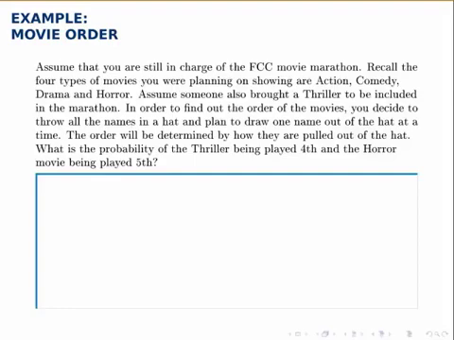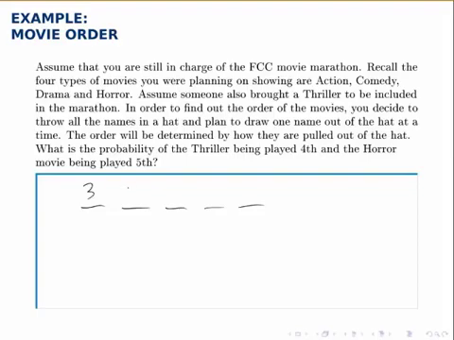So let's start with the numerator. Let's start with counting how many ways the thriller could be played fourth and the horror movie could be played fifth. If we use the fundamental counting principle, we think about, well, there are 5 slots to be filled, 5 movies that we're ordering. In the first slot, we have 3 options, because there are 5 options total, but if the thriller is going to be played fourth and the horror movie is going to be played fifth, then those 2 are not possibilities for the first one. So there are 3 possibilities, the other 3 movies.